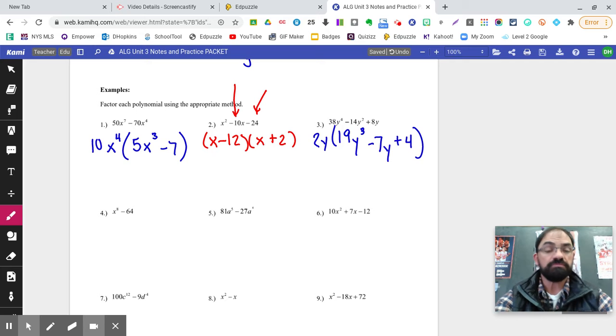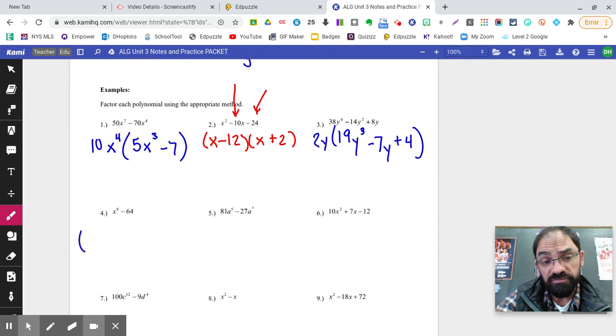Let's look at the next two. So we factored, number 1 was GCF. Number 2, we factored a trinomial. And number 3 was also another GCF. Number 4, there's only two terms there. The first part's a perfect square, the last part's a perfect square, and it's separated by a minus. All 3 of those are important.